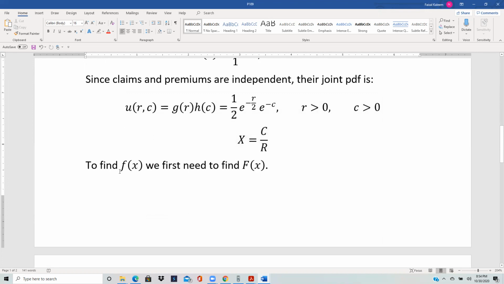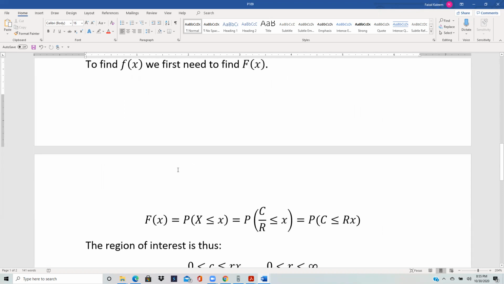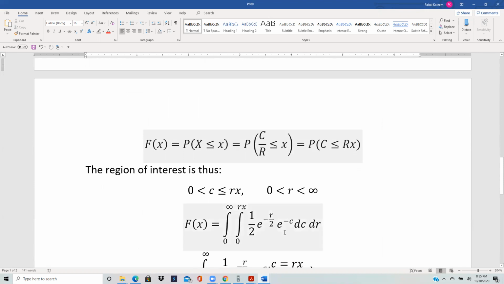And as usual, we first need to find the CDF, the big F. So the CDF of x is the probability that big X is less than or equal to little x, and big X is C over R, so it's the probability that C over R is less than or equal to x. If we write it as C is less than or equal to Rx by multiplying by R on both sides, then the advantage is that we know the region right away.